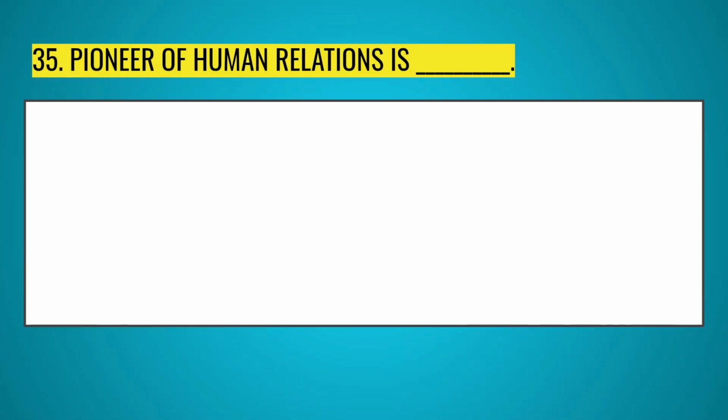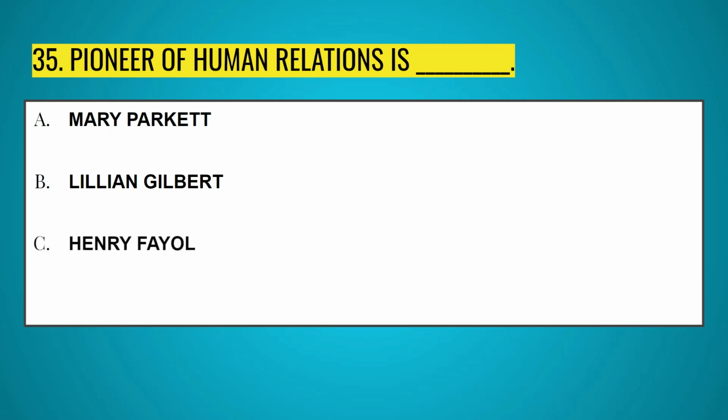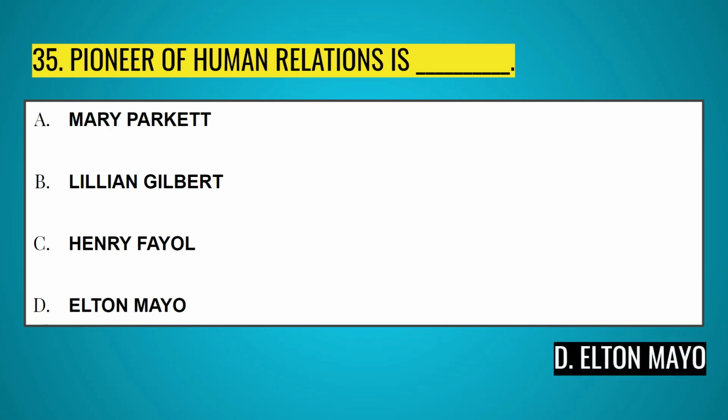35. Pioneer of human relations is dash. Option A. Mary Parker. Option B. Lillian Gilbert. Option C. Henry Fayol. Option D. Elton Mayo. The answer is option D. Elton Mayo.